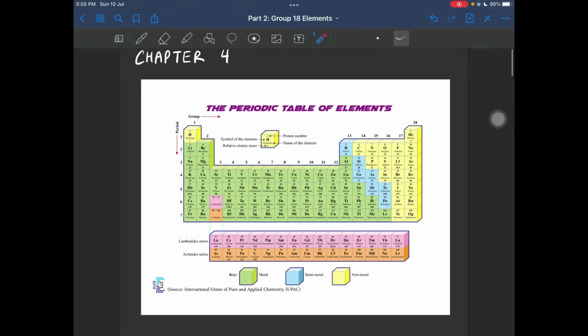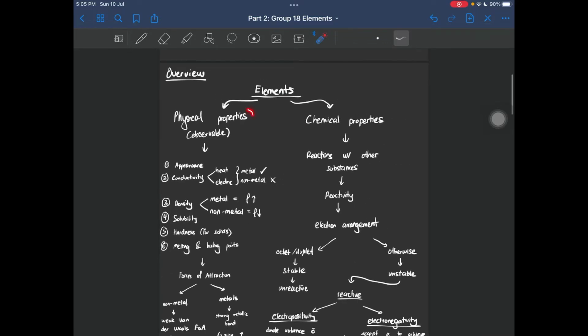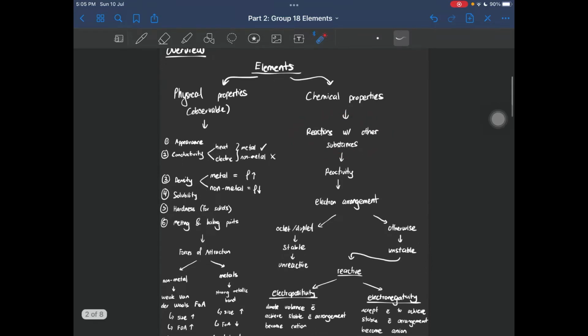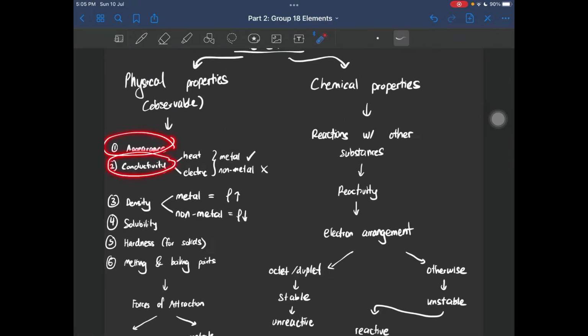And we've also gone through the overview of the chapter of what we're going to learn about in this chapter, whereby we're going to learn about the physical properties of the elements, which are the observable properties of the elements, and we're also going to learn about the chemical properties of the elements, which are the reactions of these elements with other substances, right? And in terms of physical properties, we're going to learn about the appearance of the elements, the conductivity of the elements, density, solubility, hardness for solids, and also the melting and boiling points. And in general, for conductivity, we're going to learn about the conductivity in terms of heat and electricity.